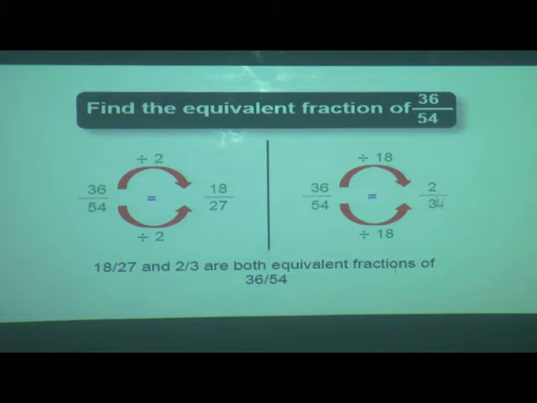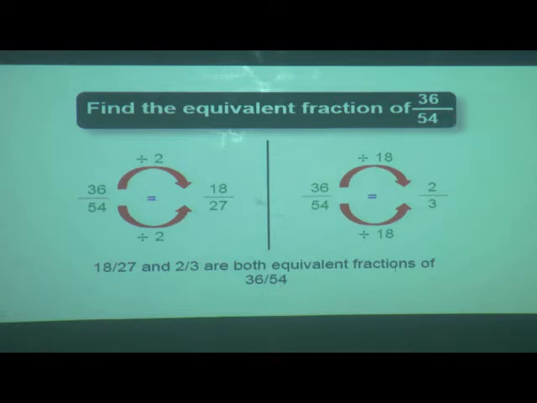Now 2 upon 3 and 18 upon 27 are equivalent to 36 upon 54. So in short we can write that 18 by 27 and 2 upon 3 are both equivalent fractions of 36 upon 54.